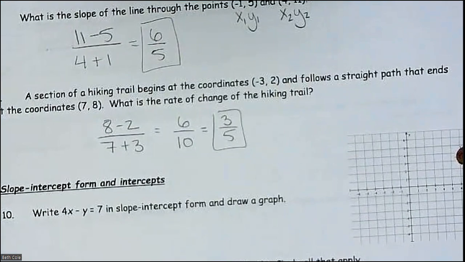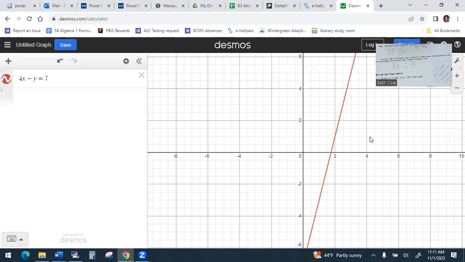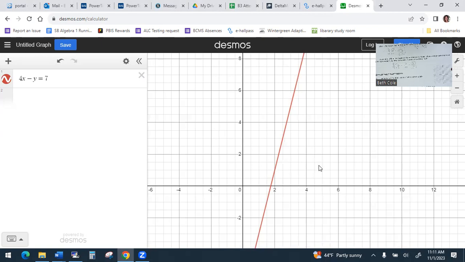All right, number 10. We're going to use our calculator. So I'm going to share my screen. And I'm going to go ahead and type that in. 4x minus y equals 7. You guys all see it okay up here? Now we want it in slope-intercept form, which is this. So the first thing we need is the slope.